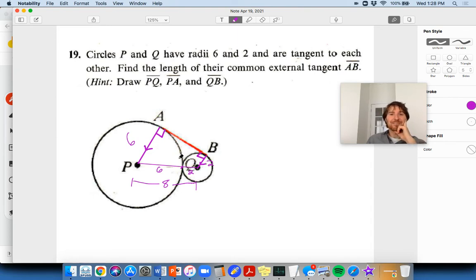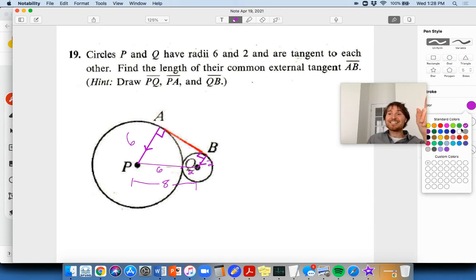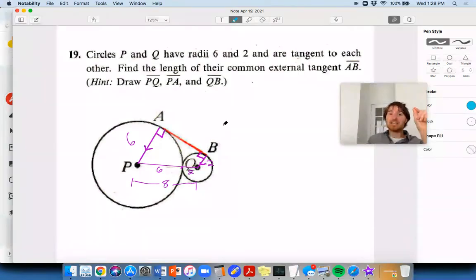So you're thinking, how do I get B? What do I do? What do I see? What do I notice? Wait a second. This is the key to the problem: I can draw in a perpendicular here, okay? And what shapes get created? It says shapes plural, because you might see one of them right away.